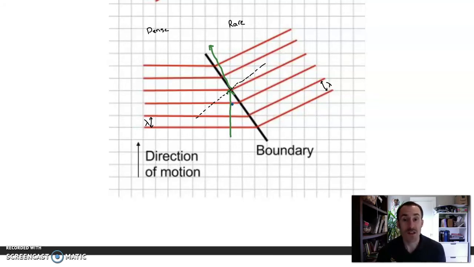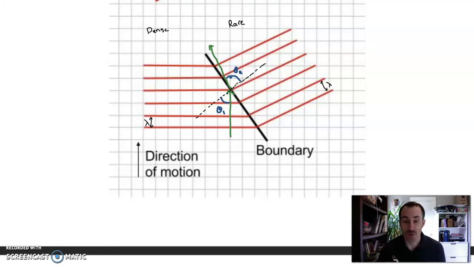So the angle is between the normal and the wave ray. And so our angle of incidence is right there, theta 1, and our angle of refraction is right over here, theta 2. Notice that the angle of refraction is much bigger than the angle of incidence. Okay, and that makes sense. That follows our rule: everything increases on the rare side, everything decreases on the dense side, and so the angle got bigger when we moved to the rare medium.